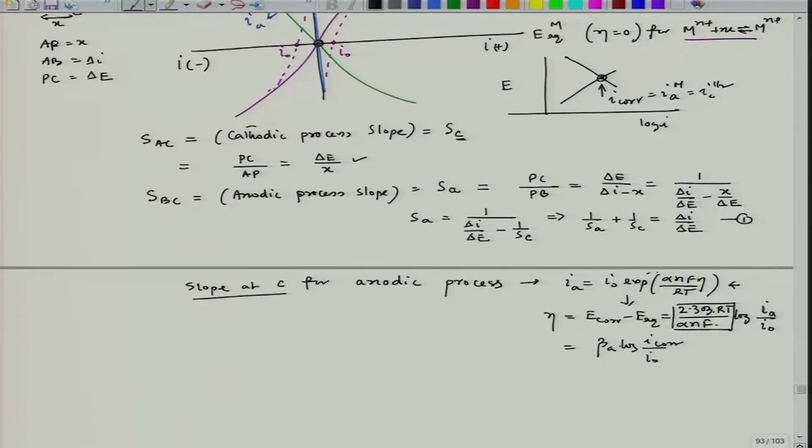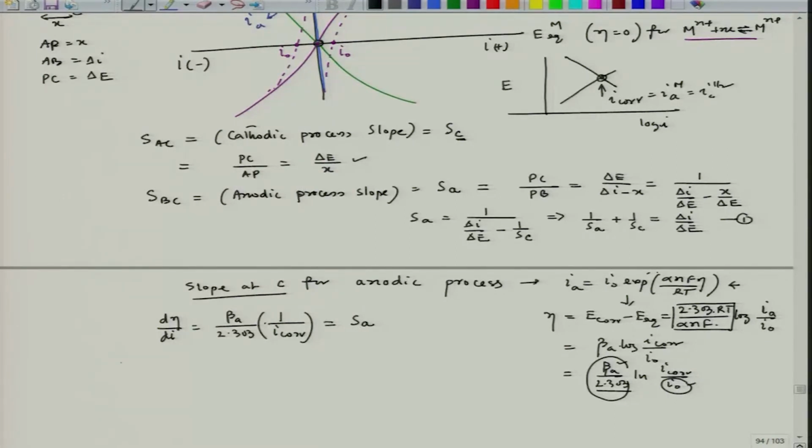Now if I do dη/di, which I can also write as βA × 2.303 ln(Icorr/I0), then I can write this as βA/(2.303) × 1/Icorr. Since I0 is constant, this entire part is constant. So then this becomes this, and this is nothing but SA.